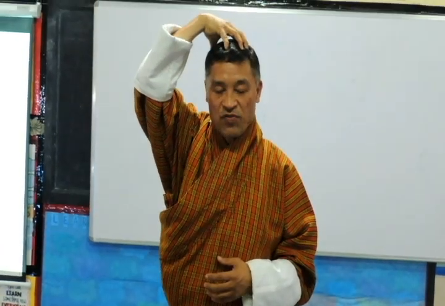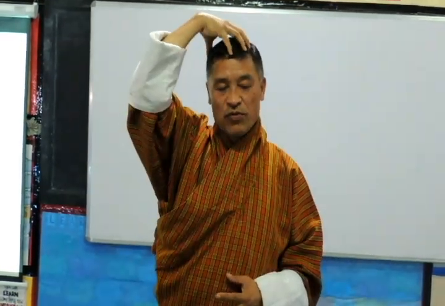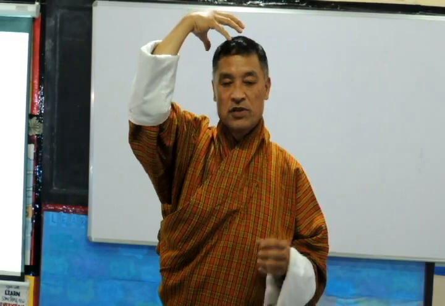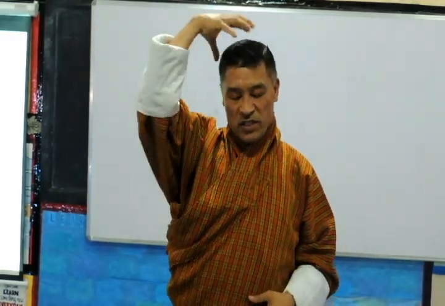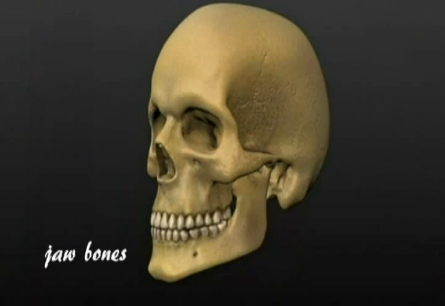In the head we have the skull, and the skull is meant for the protection of the brain, which is a very delicate organ. In the skull we have quite a number of bones, starting with the cranium. If we start from the back, we have the occipital, temporal, frontal and mandible. And the most interesting part in the head is the jawbone. This jawbone, which is called the mandible, is the only movable bone in the head, whereas all other bones are stiff and they don't move.